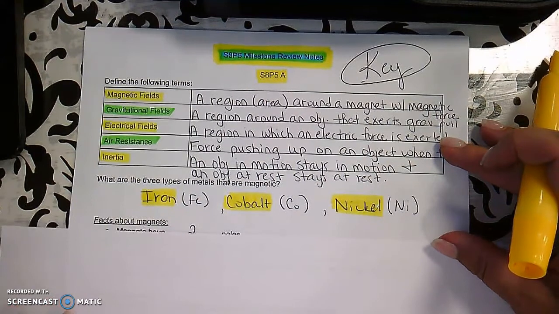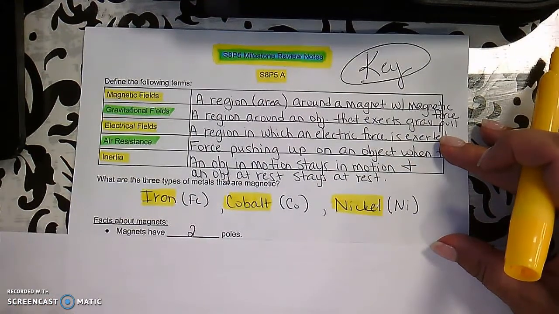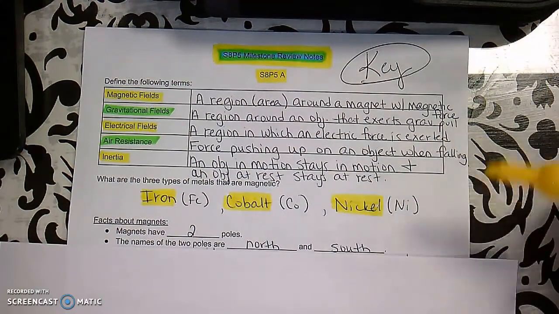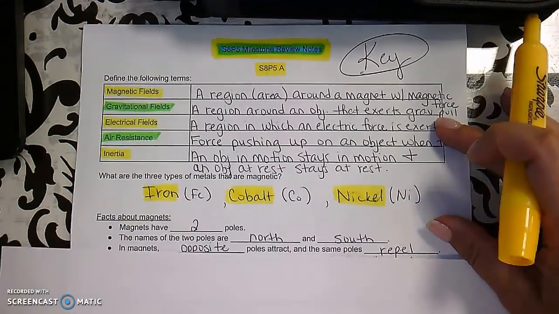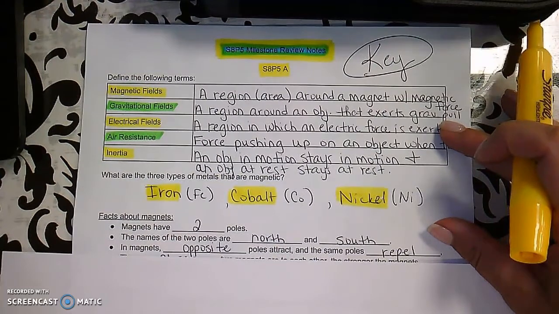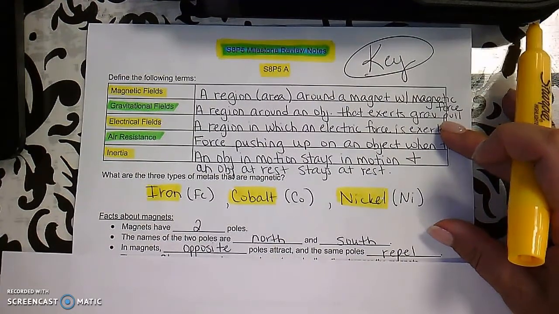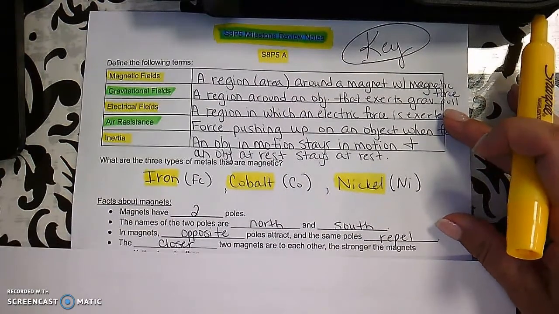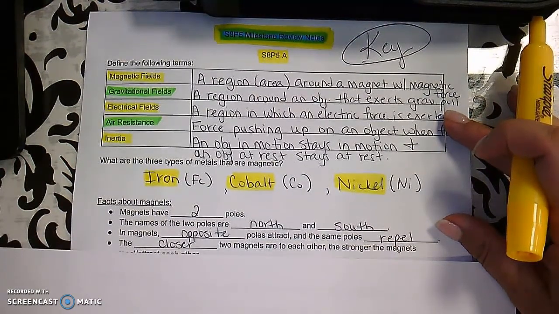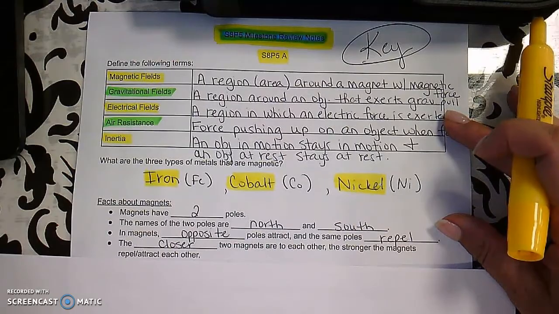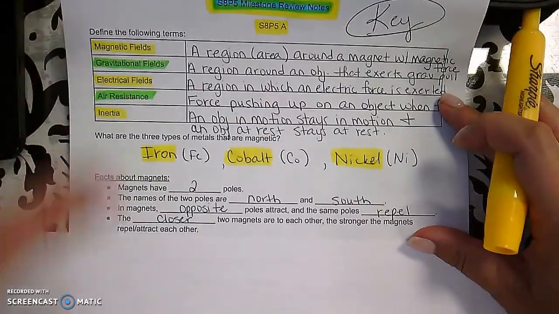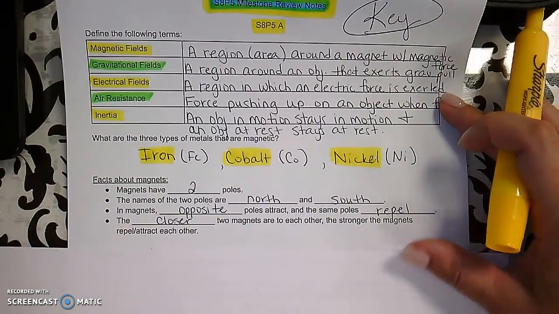All right, so some facts about magnets. Magnets have two poles. The names of the two poles, of course, are north and south. In magnets, opposite poles attract and same poles repel. The closer two magnets are to each other, the stronger the magnets repel or attract. So distance does play a factor in that.